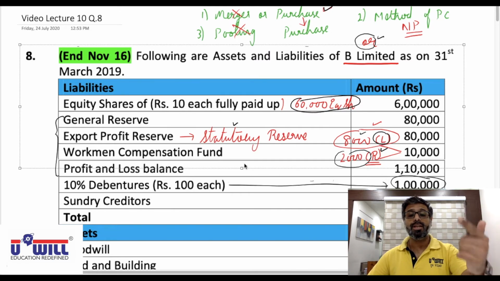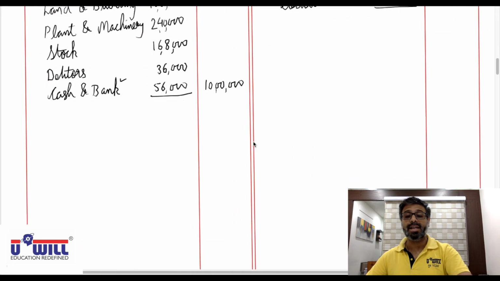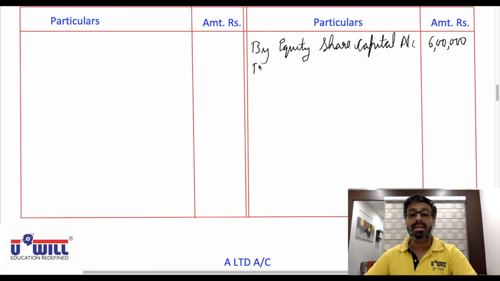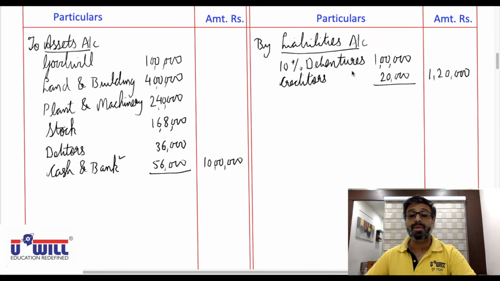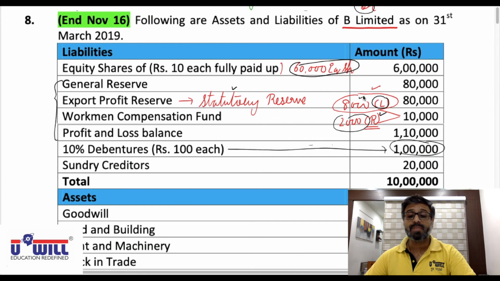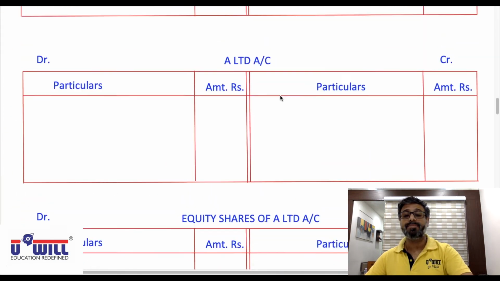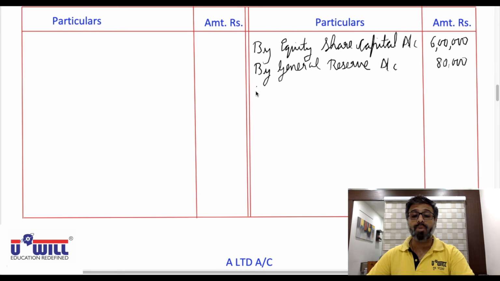to equity shareholders. So equity shareholders on the credit side, by general reserve 80,000. Next, see what is the next after general reserve. Export profit reserve 80,000. By export profit reserve 80,000.